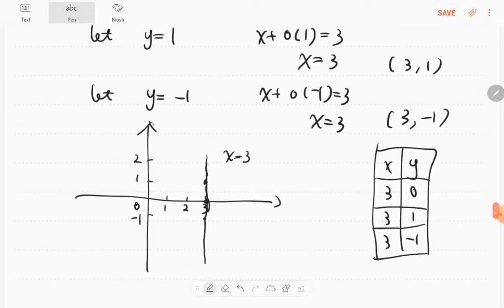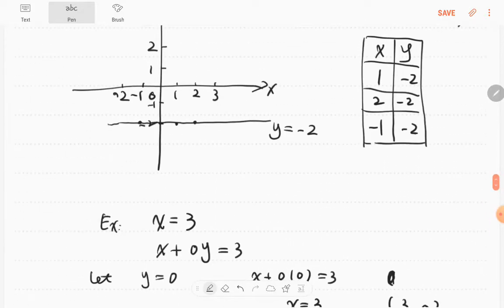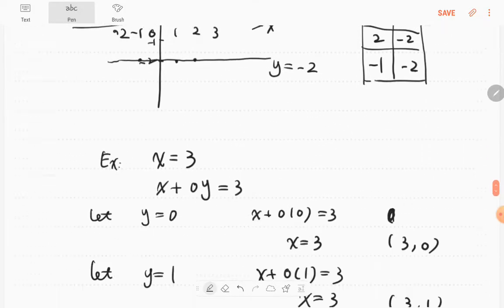This one will be a vertical line. So x equal to 3 will be a vertical line. Y equal to a value will be a horizontal line. So x equal to 3 is a vertical line parallel to the y-axis. And y equal to a value is a horizontal line parallel to the x-axis.